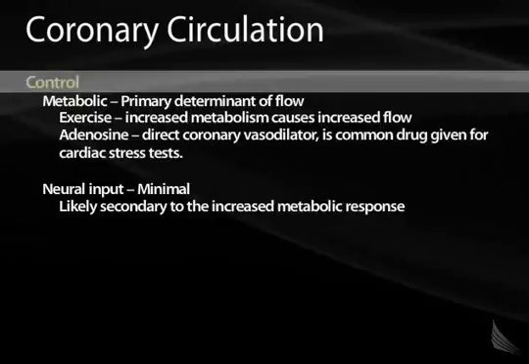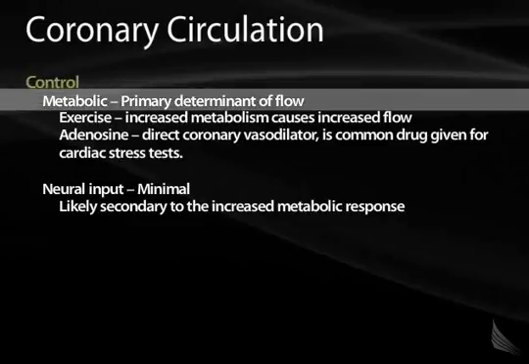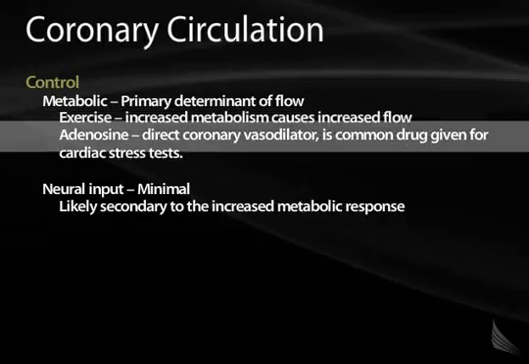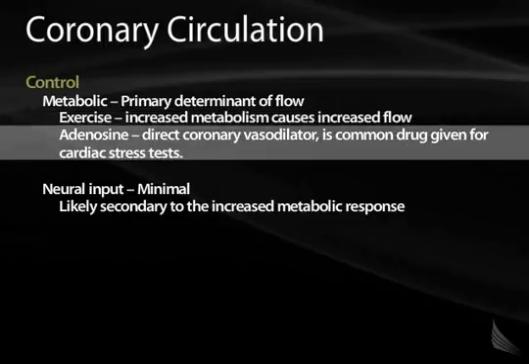The control of the coronary circulation is primarily metabolic, meaning that as a person exercises, their metabolism increases. As metabolism increases, ATP use goes up and adenosine is given off by the cardiac myocytes. Adenosine is a direct coronary vasodilator. We often give adenosine for cardiac stress tests because it causes vasodilation of the coronary arteries. As adenosine dilates coronary arteries, it increases the amount of cardiac output that goes to the heart.